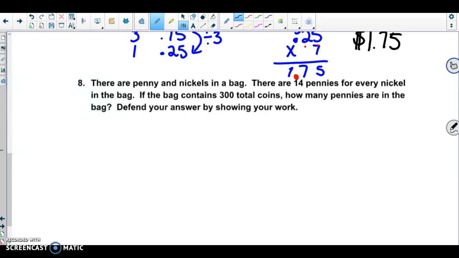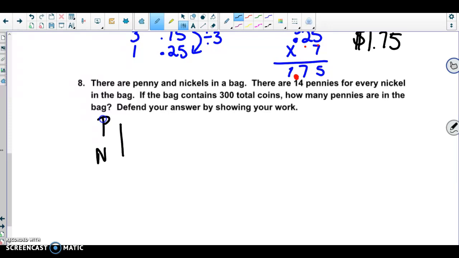Now remember, you could defend by showing a table or something like that, just so that we can see your thinking. So probably what I would do is either a table or a double number line. It really depends on what you prefer, but that's totally up to you. I kind of like the double number line.